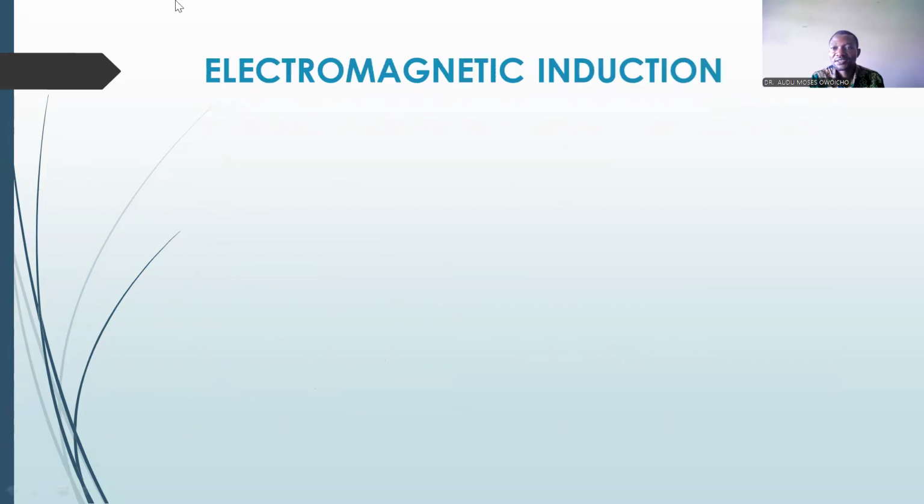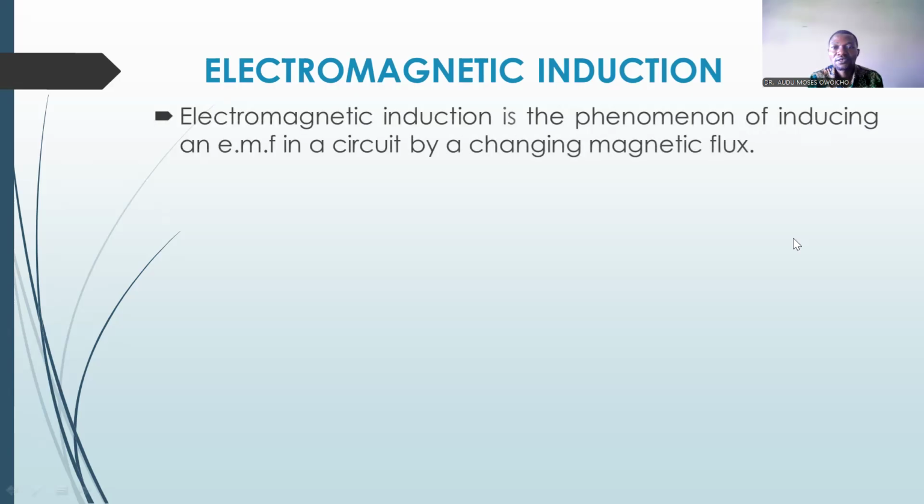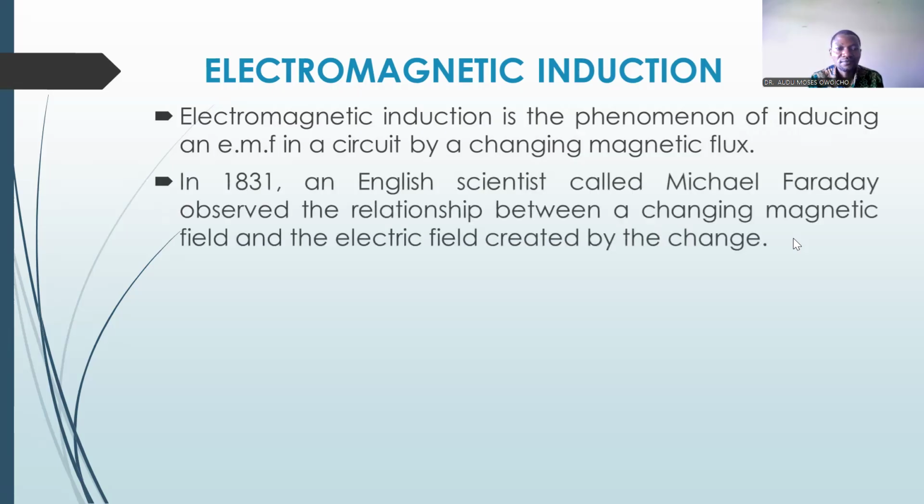What is electromagnetic induction? It is the phenomenon of inducing an e.m.f. in a circuit by a changing magnetic flux. This was observed by an English scientist called Michael Faraday in 1831. He observed the relationship between a changing magnetic field and the electric field created by the change.